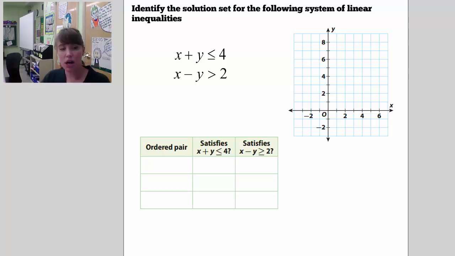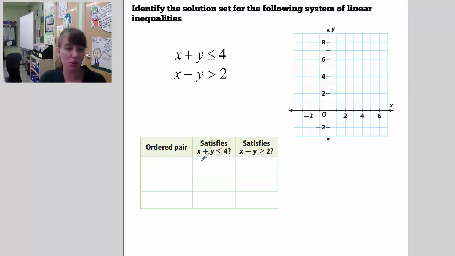So here I've been given two inequalities. x plus y is less than or equal to 4, and x minus y is greater than 2. And I want to identify the solution set for the system of inequalities. So instead of these being equal signs and graphing lines and finding the intersection of the lines, we're going to look at the way that, if you recall, graphing inequalities resulted in shading of particular regions. So what we are going to be interested in is regions where the shading has been overlapped.